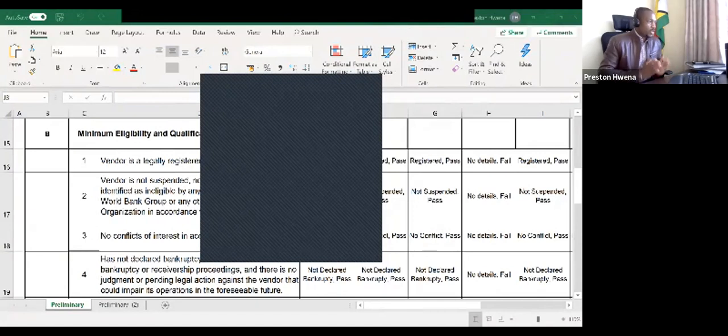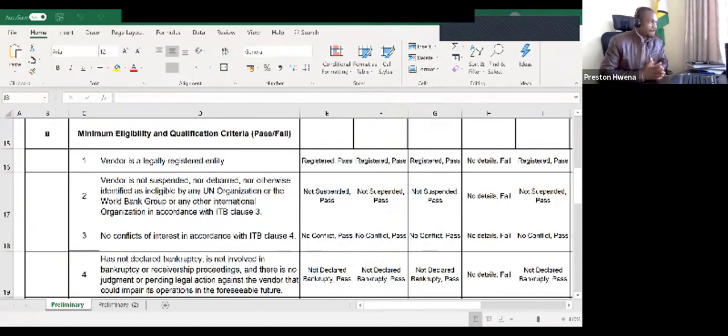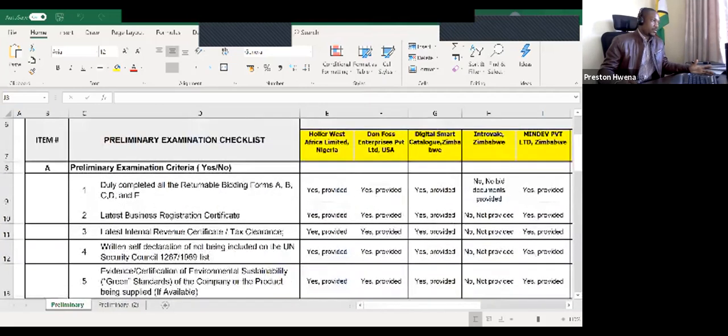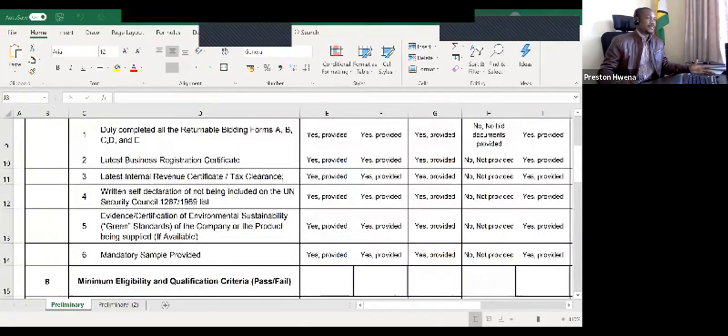So when we talk of preliminary evaluation, this is what we are looking at. For example, this is where it all started. We are looking at duly completed or returnable bid forms A, B, C, D, and E.